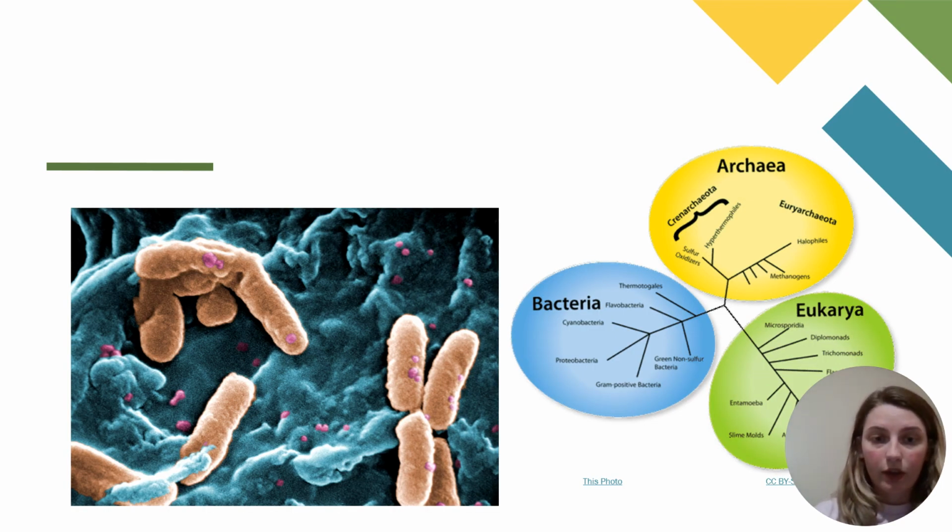This is just a picture of a bacteria under a microscope, and this is another picture of all three of the different cell types. You've got bacteria, archaea, and eukarya. They're different types of cells.